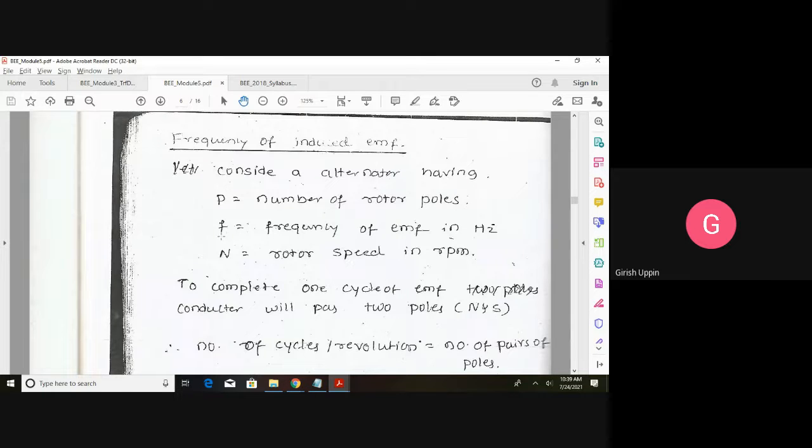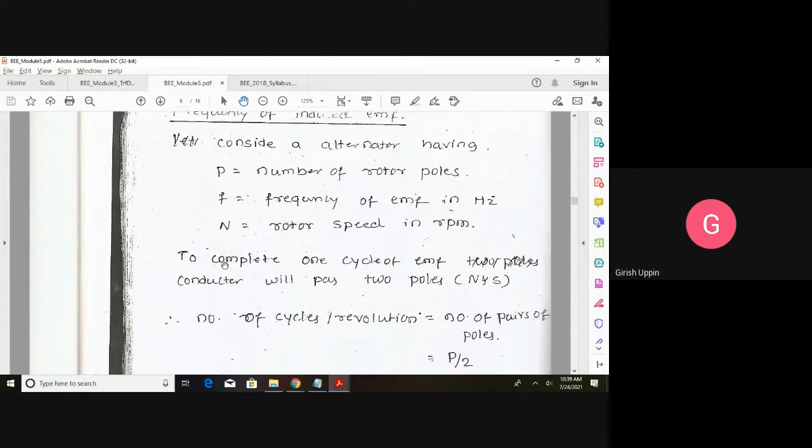N is the rotor speed, this is the speed with which we are rotating. To complete one cycle of EMF, the conductor will pass two poles. If you remember, for creating one cycle of EMF, the conductor has to move through the two poles, that is north and south. We talked about the generation of the sinusoidal voltage or current. We took the conductor and rotated it in a magnetic field. We had two poles, north and south.